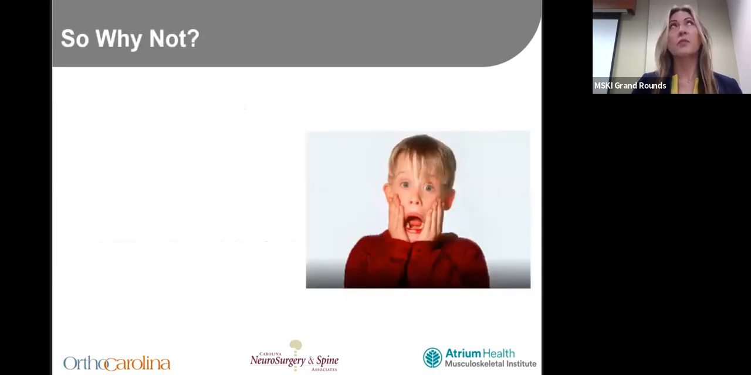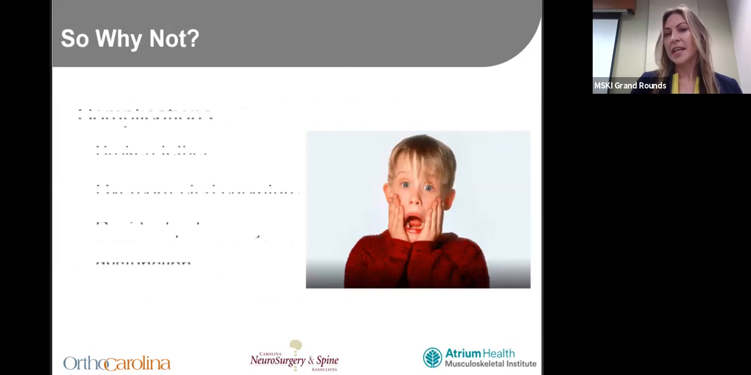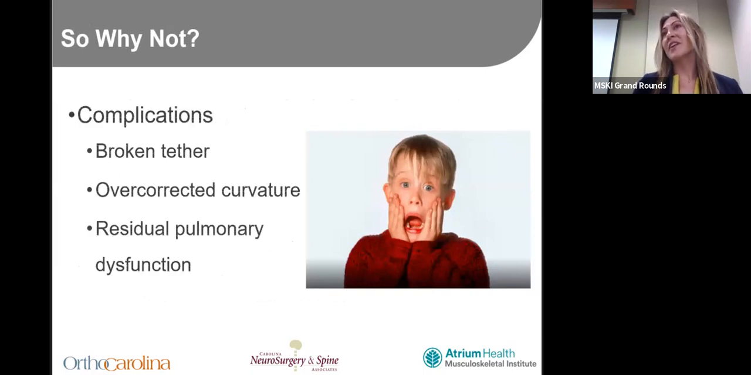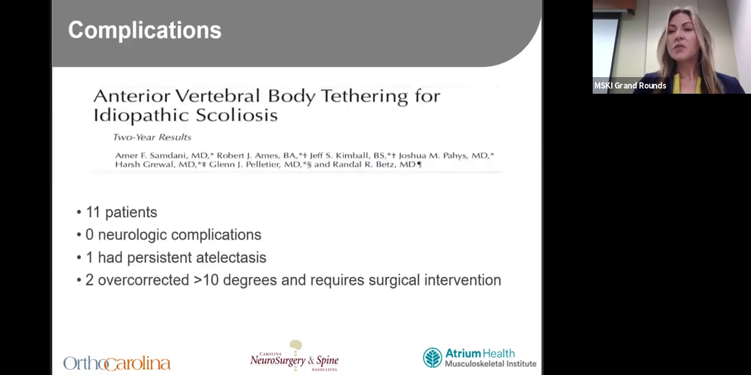If that's the truth, then why don't we use it all the time? Right now, the biggest issue out there is complications. There's a high complication rate, most seen in the form of either a broken tether, an overcorrected curve, or some pulmonary issues. There is a lot of literature out there on the complications.